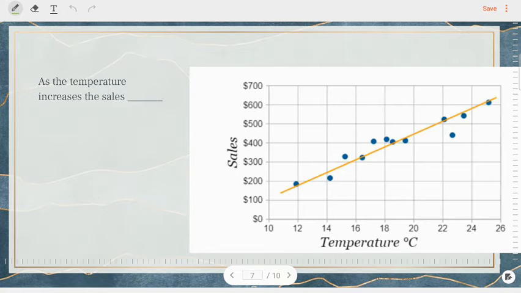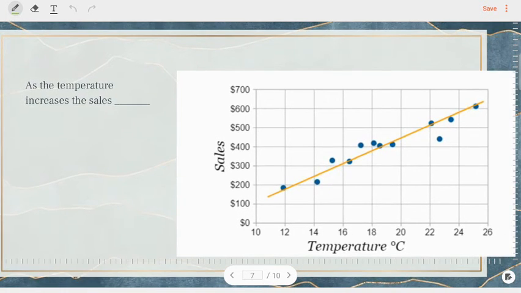So let's look at another example. If I looked at this graph right here, would I say that it has a positive or a negative correlation? Well, it's going up, so I'd say it has a positive correlation. And if I had to answer this question, as temperature increases the sales, what would I say? Well, the trend is that it's going up. It's increasing. And I notice, hey, if one's going up, the other's going up.